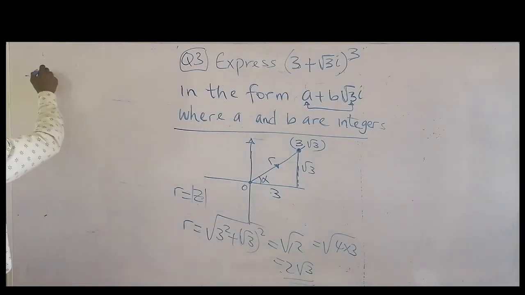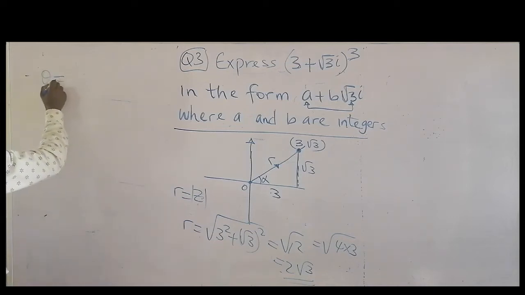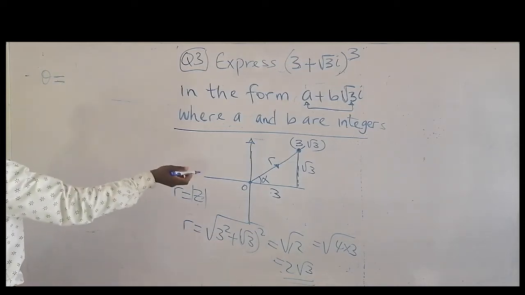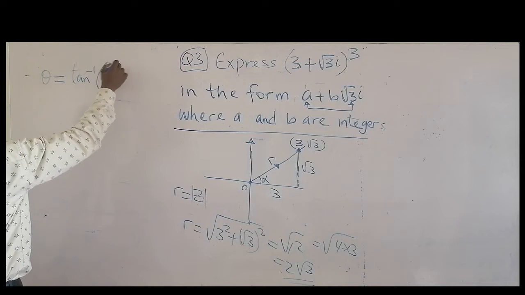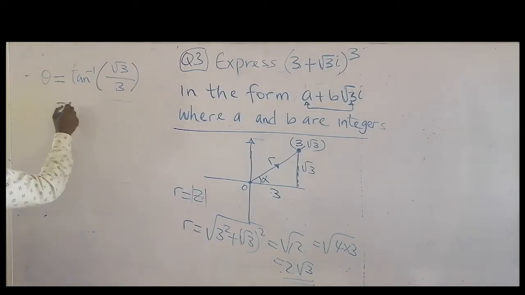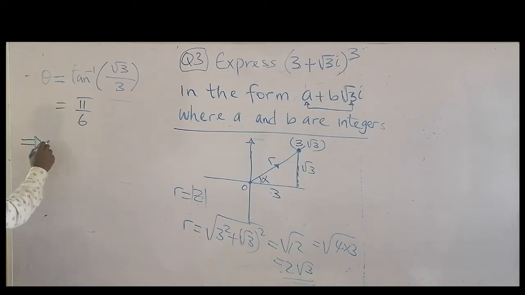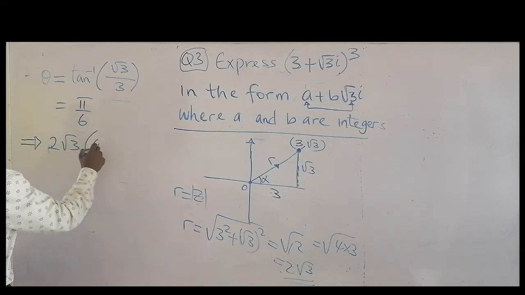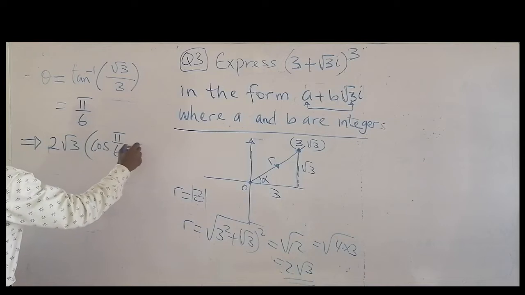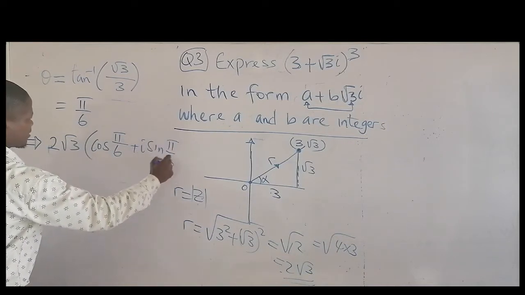So let's get the theta, which is the argument. When in the first quadrant, that's very good, that will be arctan of the vertical, √3 over 3. So that's π over 6. Okay? So therefore, let's write first in the polar form. We now have my modulus 2√3, open your brackets, and then cos π/6 + i sin π/6.